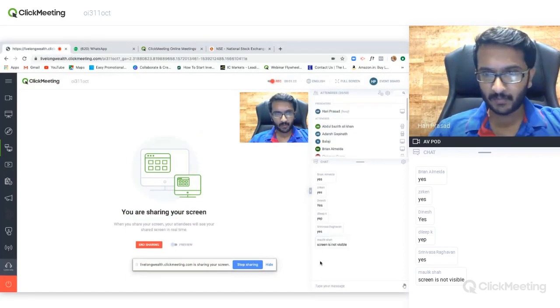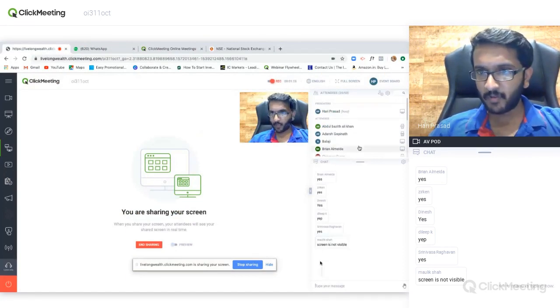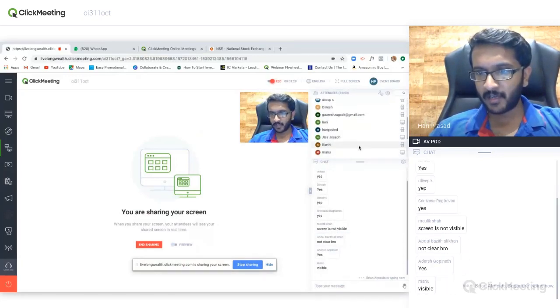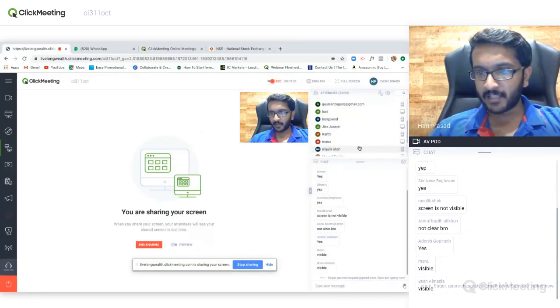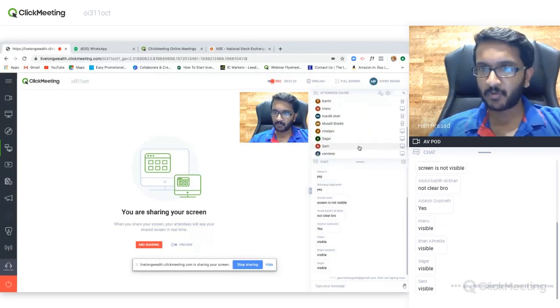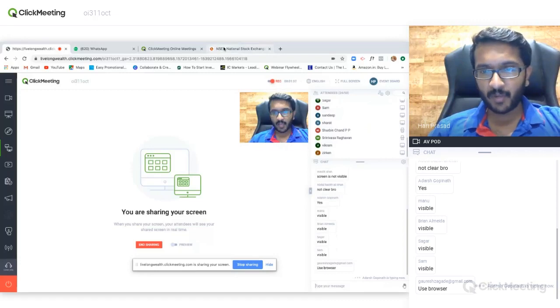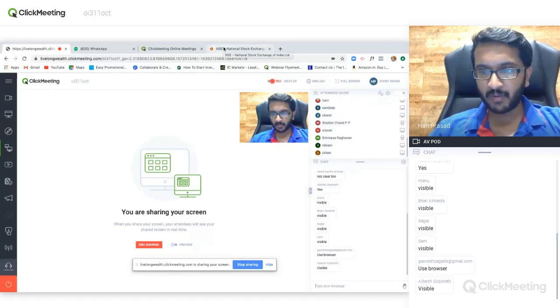Screen not visible. What about others? Maulik, if you're using the mobile app, I would suggest you click the first link and attend the session using your web browser. Just don't look at the mobile app. Use the web browser.